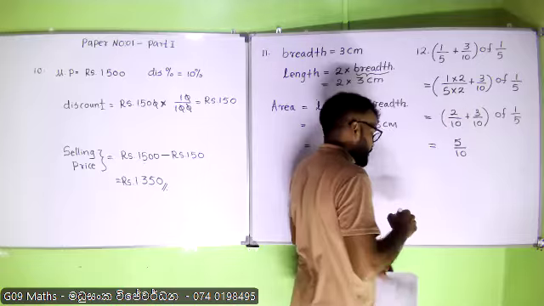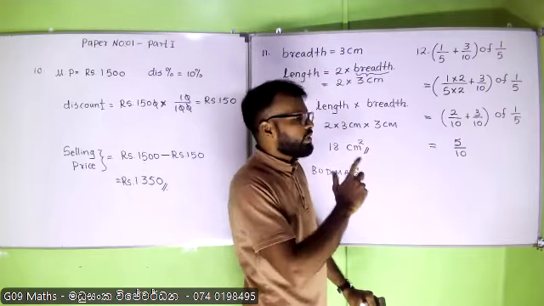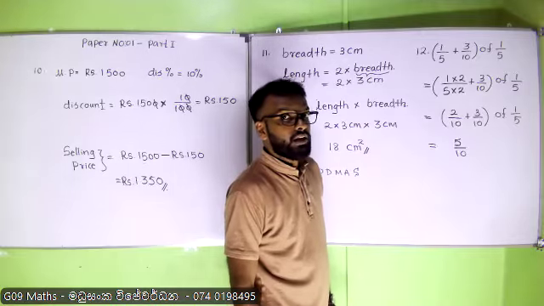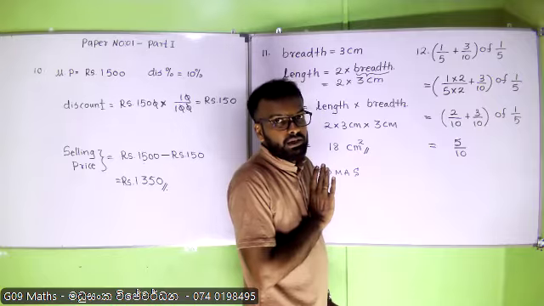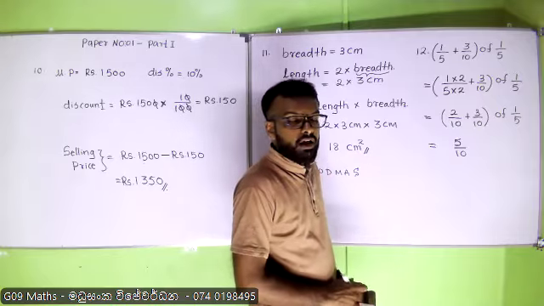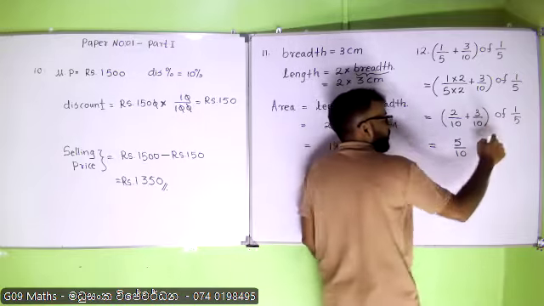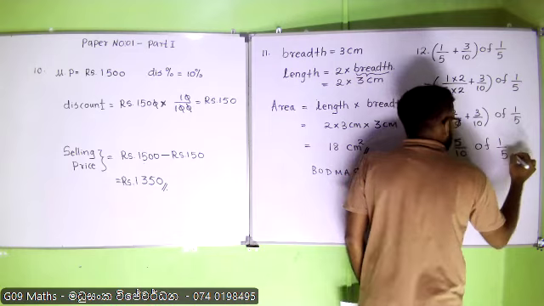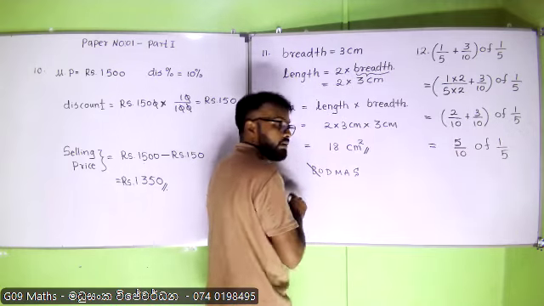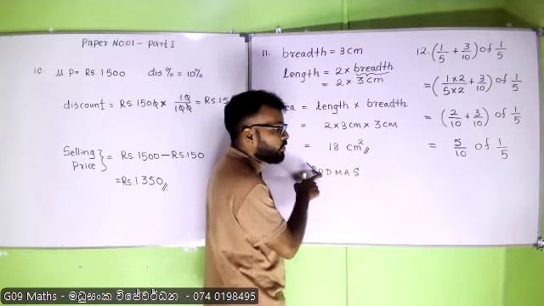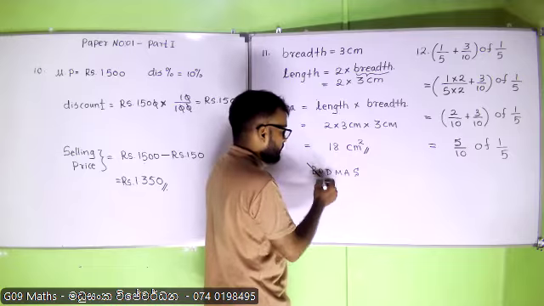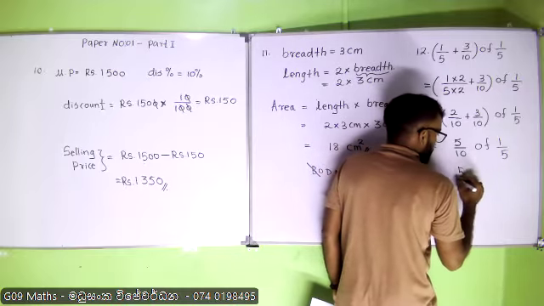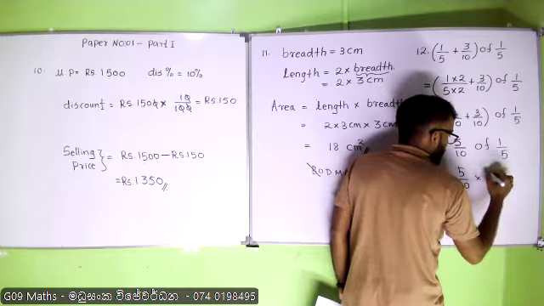The two fractions have been added. Now I have obtained a single fraction, so I don't need the bracket. Here you have "of" 1 upon 5, so our bracket part is done. Now we have to simplify the "of". "Of" means you can convert it to multiplication, 1 upon 5.